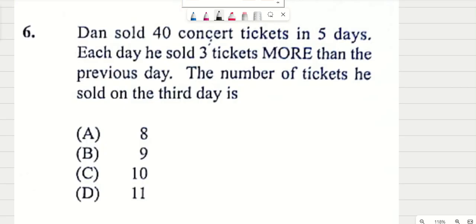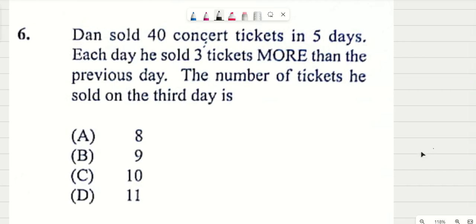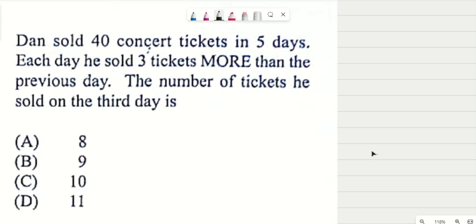Number 6. Dan sold 40 tickets in 5 days. Each day he sold 3 more than the previous day. So we don't know how much he sold on the first day, okay? The number of tickets he sold on the third day is... First off, this question is probably one of them that you have to do some kind of work in.